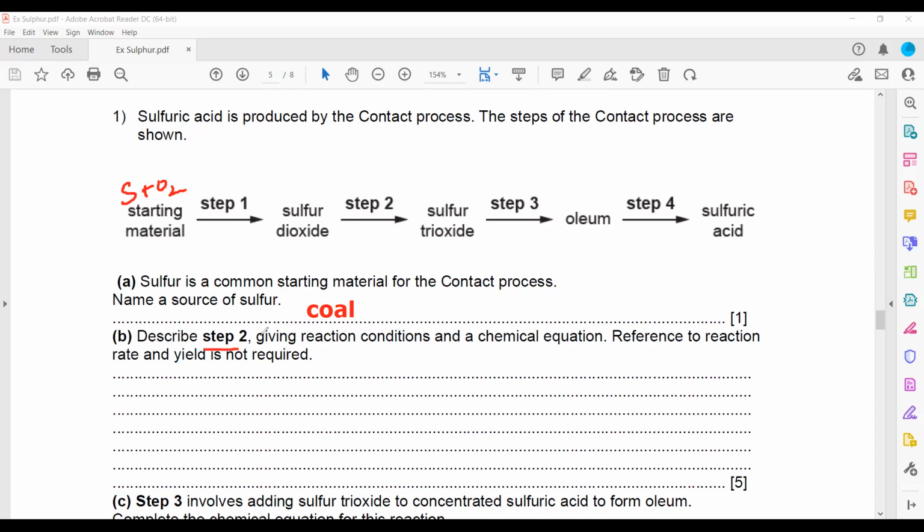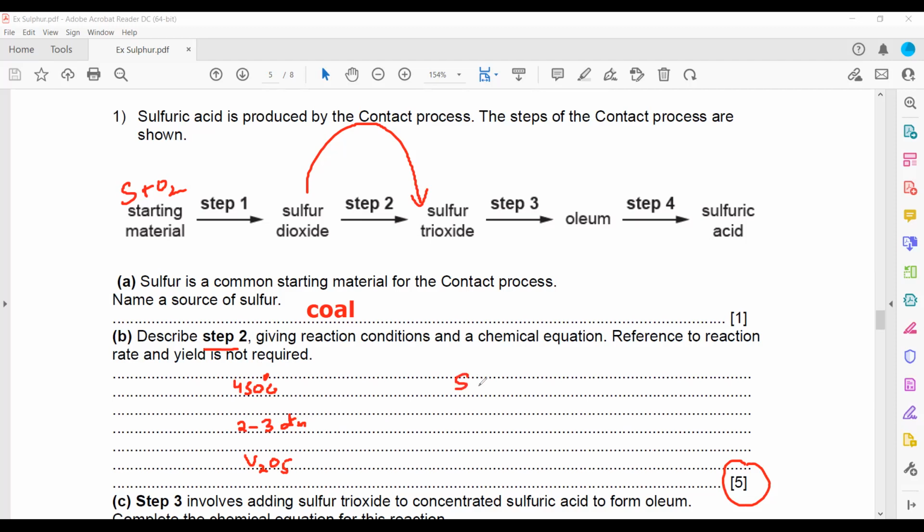Then describe step 2, when sulfur dioxide is converted into sulfur trioxide. Give the reaction conditions. See the weightage of the marks, it is 5 marks, and reference to the reaction rate and yield is not required. You don't have to mention how the temperature affects the rate or the yield. You just need the reaction conditions and the chemical equation. When you write temperature should be 450, you will get 1 mark. When you write 2 to 3 atm as the pressure, you will get the second mark. When you mention vanadium pentoxide as the catalyst, you will get the third mark.